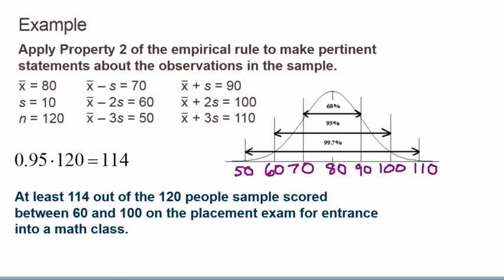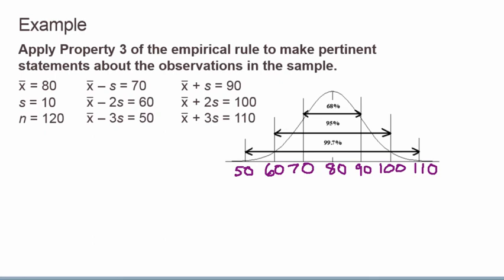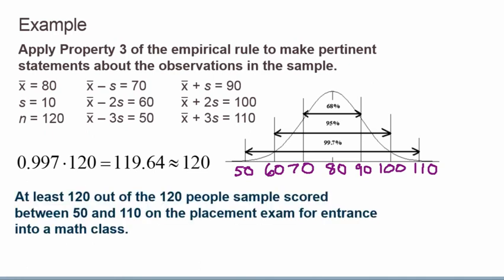Example, apply property 3 of the empirical rule to make pertinent statements about the observations in the sample. Property 3 tells us that 99.7% of the sample lies within 3 standard deviations of the mean. Since our sample size is 120, we have 99.7% or 0.997 times 120, which gives us 119.64, which rounds to 120. At least 120 out of 120 people sampled scored between 50 and 110 on the placement exam for entrance into a math class.